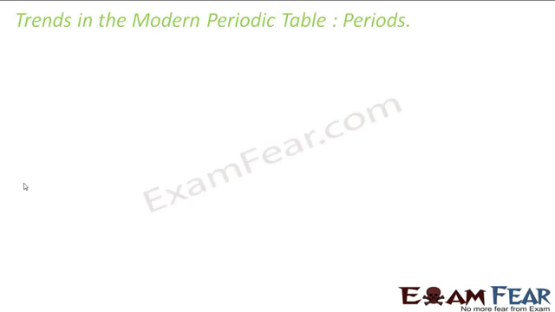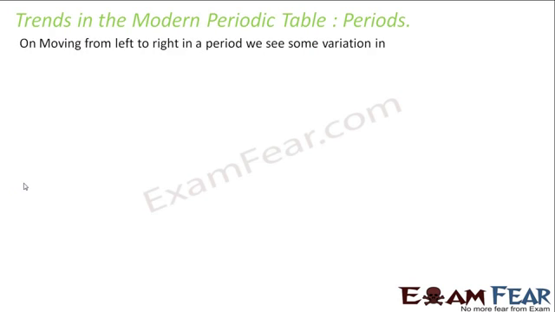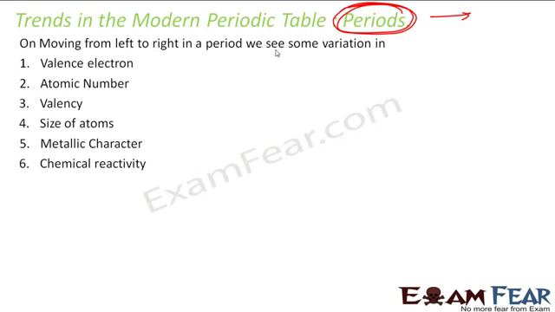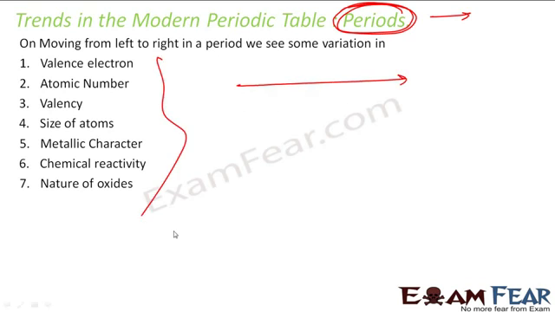Now let's study some trends in the modern periodic table. I'm talking about the trends for the periods now, not for the groups. I'll take the groups later. So to find the trends in a period, I have to move from left to right. We see variation in valence electrons, atomic number, valency, size of atoms, metallic character, and chemical reactivity. We also see variations in the nature of oxides when we move from left to right across the periods. We'll go through all of these one by one.